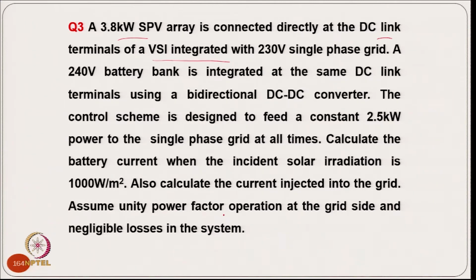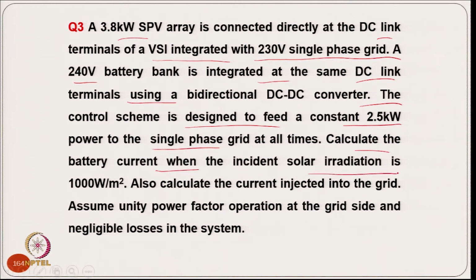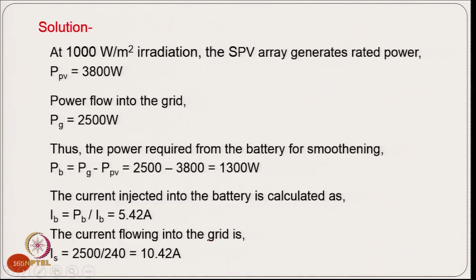Coming to example 3: a 3.8 kilowatt solar PV array is connected directly at the DC link terminals of the voltage source inverter integrated with a 230 volt single phase grid, and a 240 volt battery bank is integrated at the same DC link terminals using a bidirectional DC-DC converter. The control scheme is designed to feed a constant 2.5 kilowatt power to the single phase grid at all times. Calculate the battery current when the incident solar irradiation is 1000 watt per meter square. Also calculate the current injected to the grid, assuming unity power factor operation at the grid side and negligible losses.